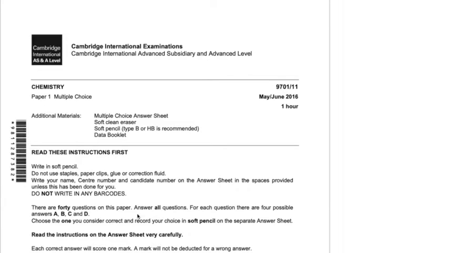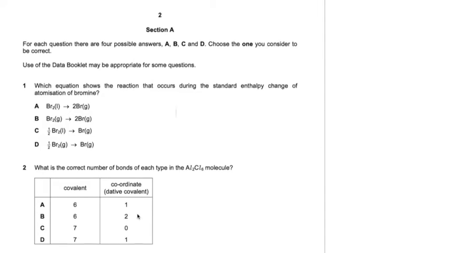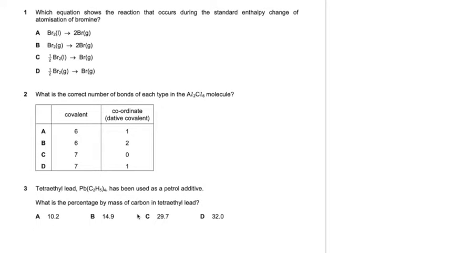This is the A-level chemistry paper, multiple choice questions, May-June 2016. Let's start the question. Question number 1. Which equation shows the reaction that occurs during the standard enthalpy change of atomization of bromine?